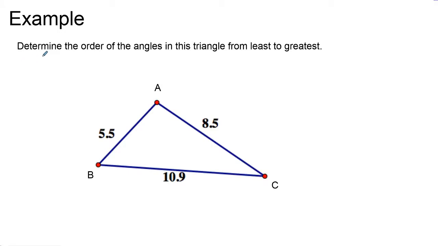So, example of that. In this triangle, they're asking me to determine the order of the angles from least to greatest. So what that's going to mean is that the smallest side, 5.5, is going to be across from the smallest angle, angle C. So I can conclude angle C is the smallest angle. Then the medium-sized side, 8.5, would be across from the medium angle, angle B. And then finally, A is the largest side at 10.9, so it's across from the largest angle, angle A. And that's it. So that's the side angle inequality theorem.